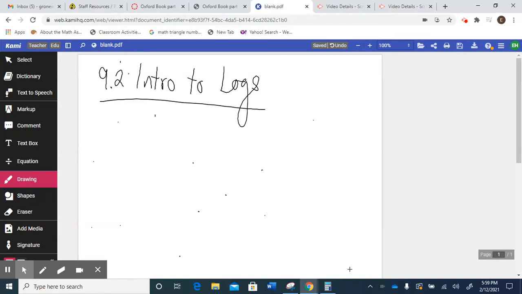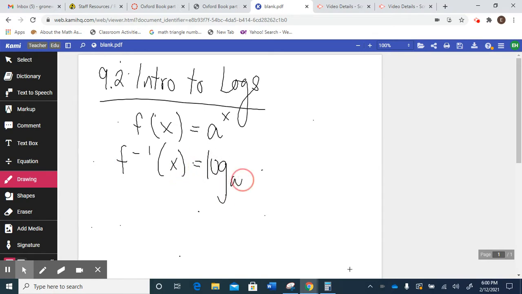All right, 9.2 is all about logarithms. Last section we learned about exponential functions, and this time we are learning about logs. So the first thing you got to know about logarithms is that they are the inverse of an exponential. So if we have an exponential function, the inverse of that exponential function is a log with the same base. So this one has a base of a for the exponential and has the same base a for the log.